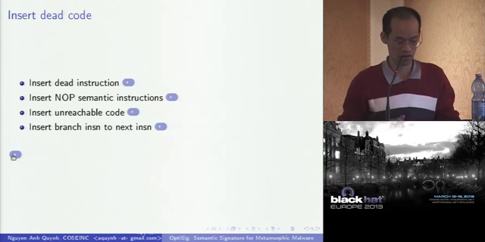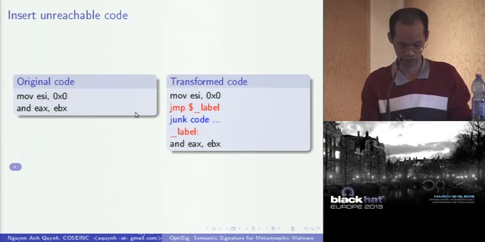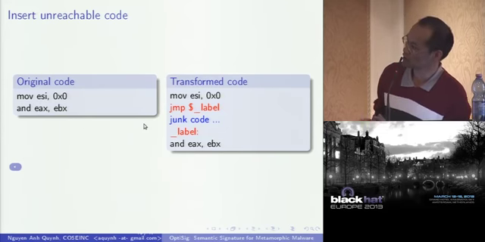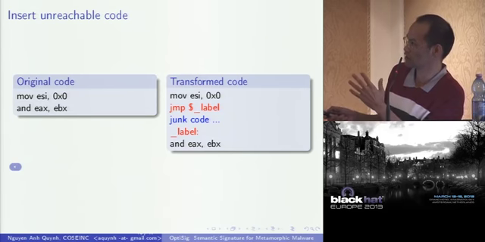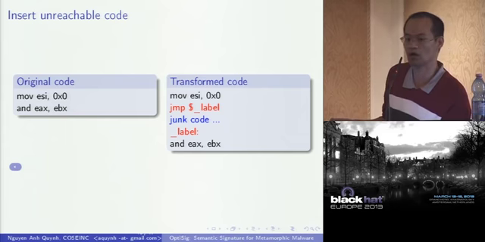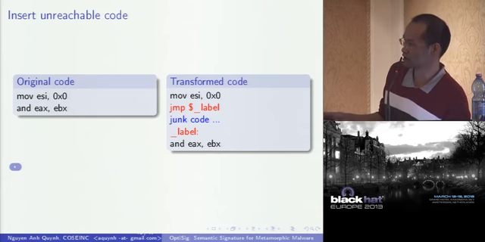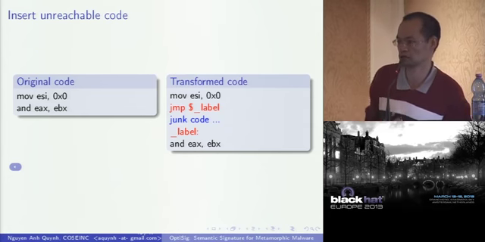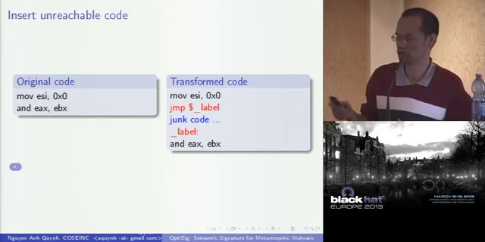The third method is insert unreachable code, and metamorphic malware uses it a lot. Here you can see on the left side the original code. And here, when it transforms itself, it inserts a jump label to here, and in between, it inserts jump code. It can be arbitrarily long. You can see that this jump code doesn't work; it's not executed. It's unreachable. But you can see the left side and the right side look so different, even though they do exactly the same thing.